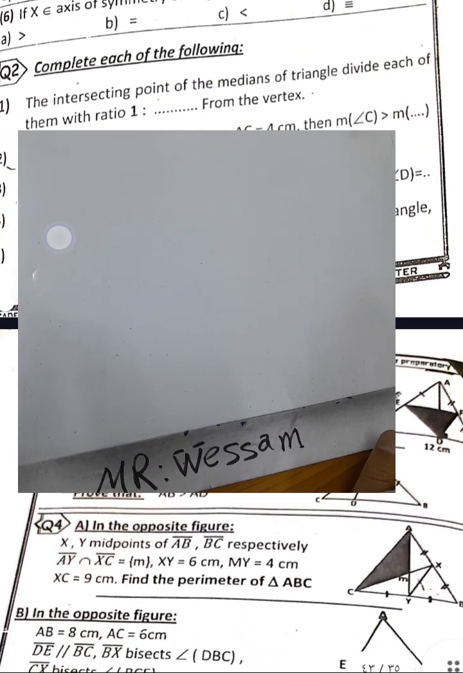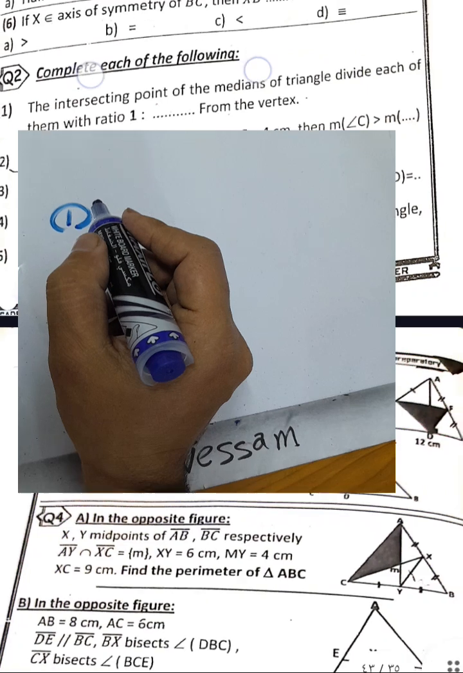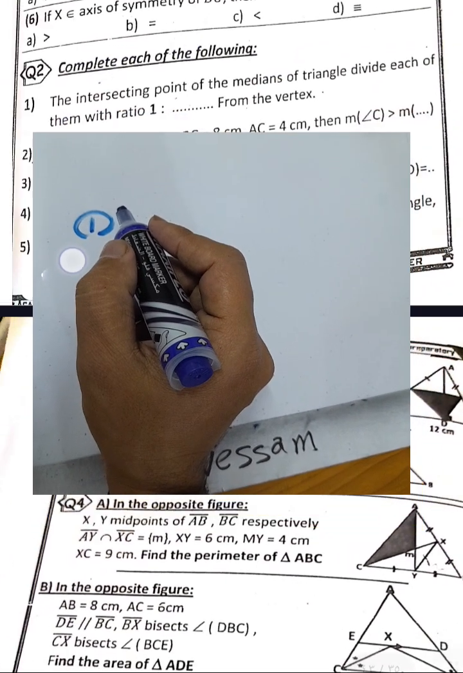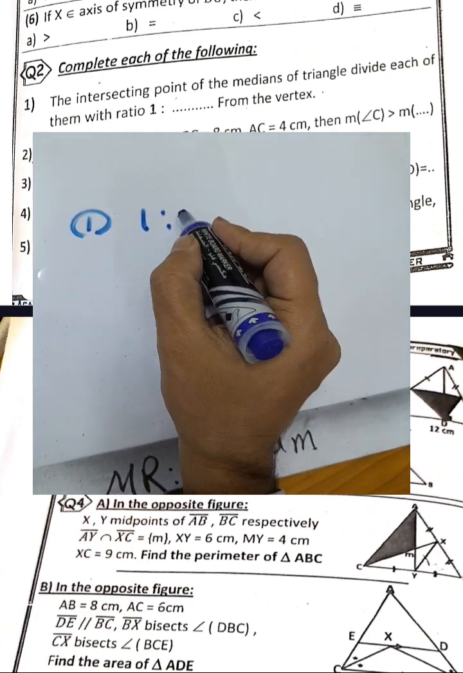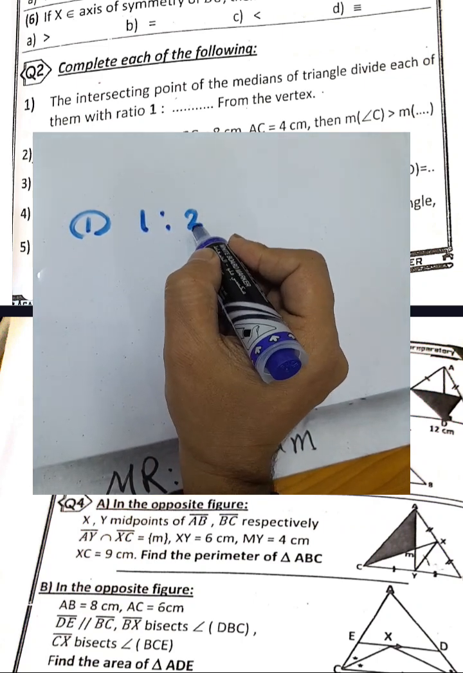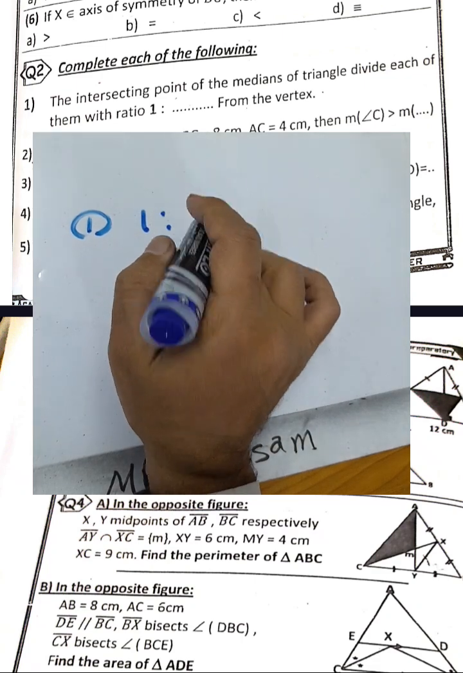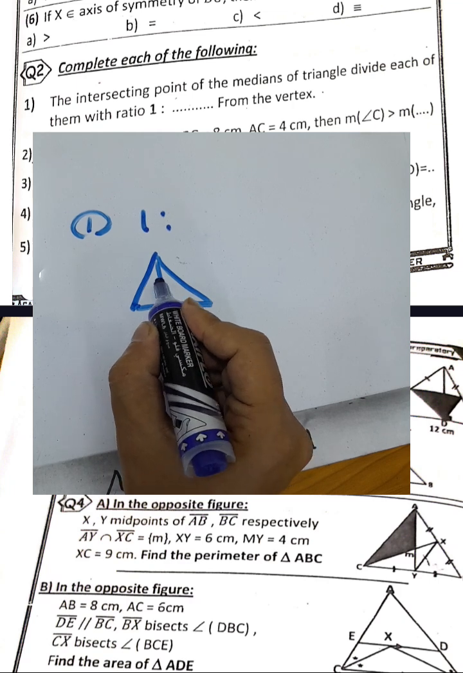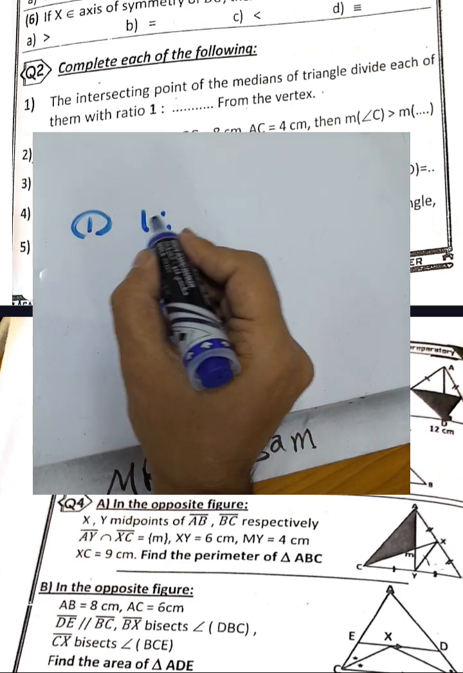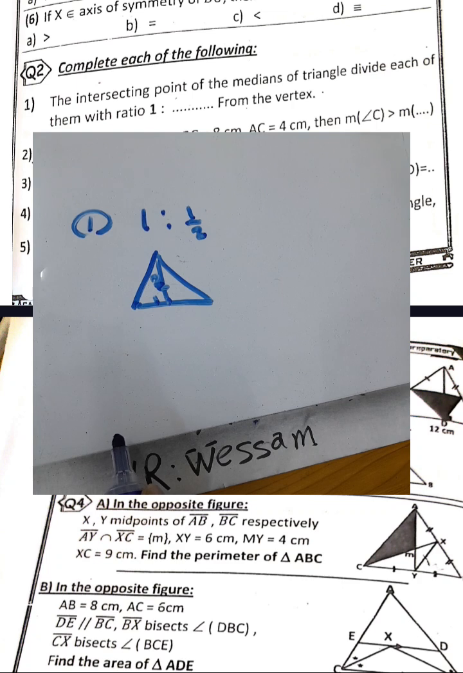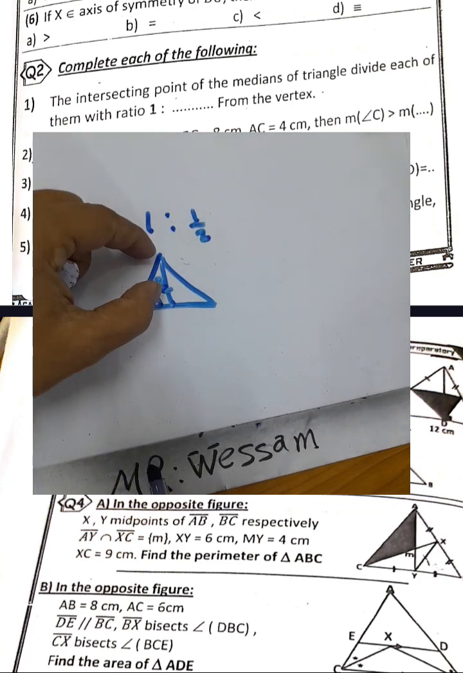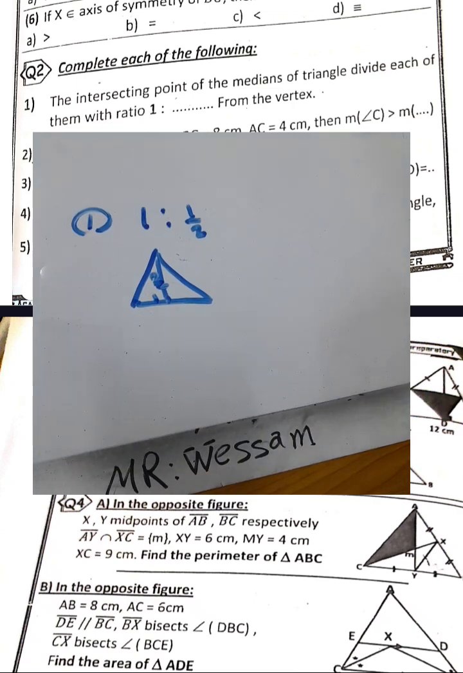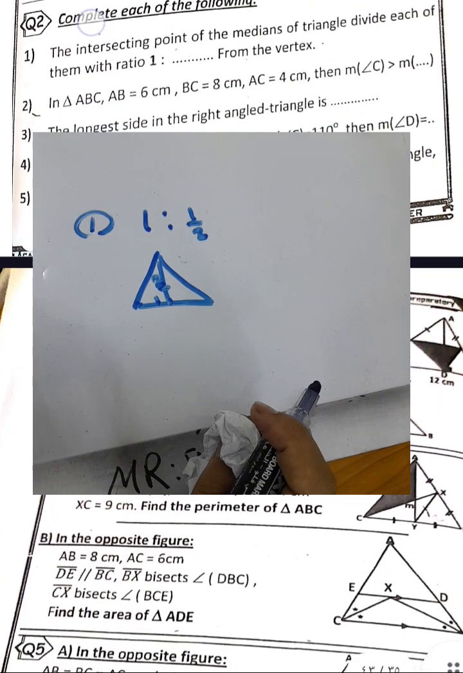Question number 2 complete. Number 1. The intersection point of the medians of a triangle divides each median in the ratio 1 to 2. No, from the vertex. He gives us in this example from the vertex here it will be twice the base. If we have 2 and 1, then 1 to half. From the vertex twice the base. 1 twice half. Then the ratio 1 to half from the vertex, but from the base 2 to 1.